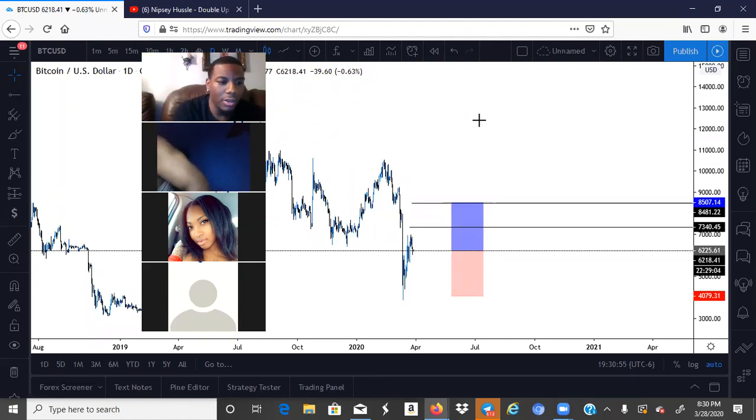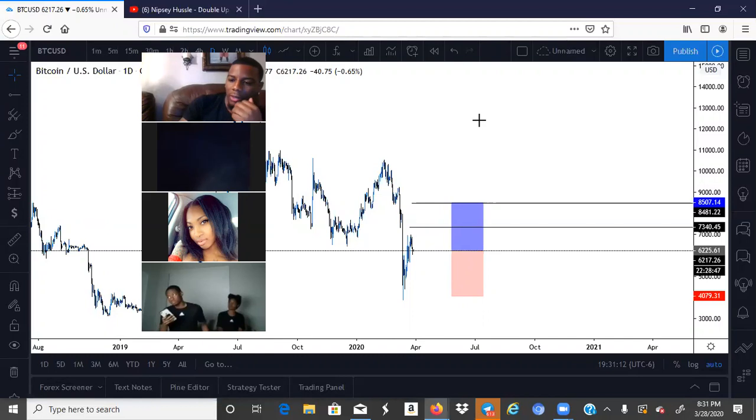So I'm gonna enter my stop loss as 4079.31. And then I'm gonna enter TP1, which is 7340.45. Boom. So now, hold up, I'm waiting on this to load.